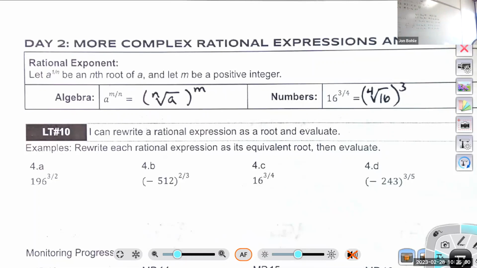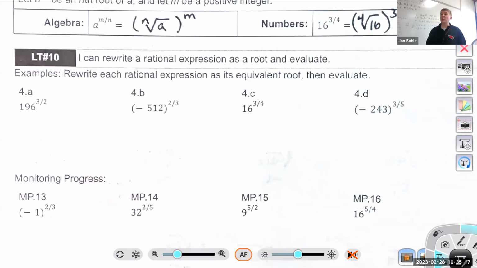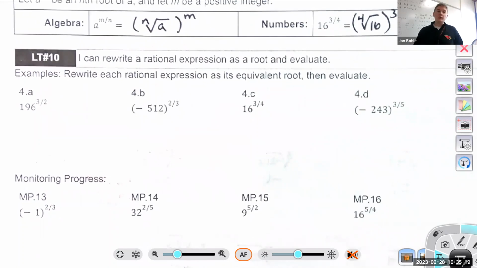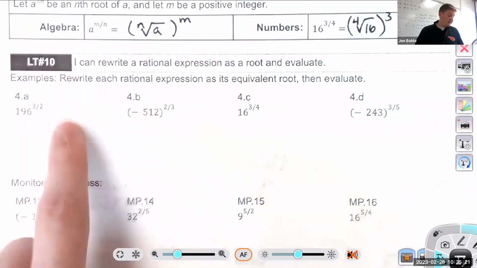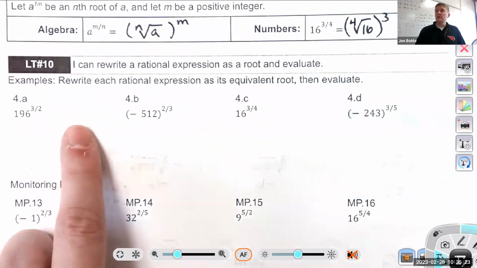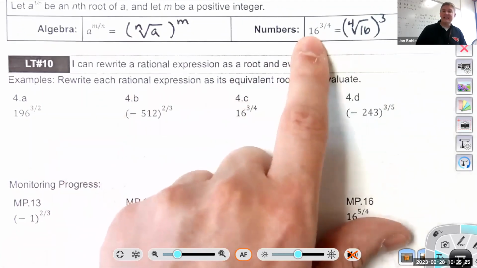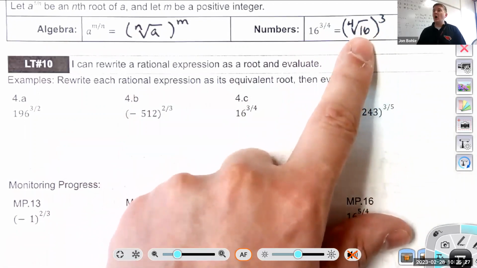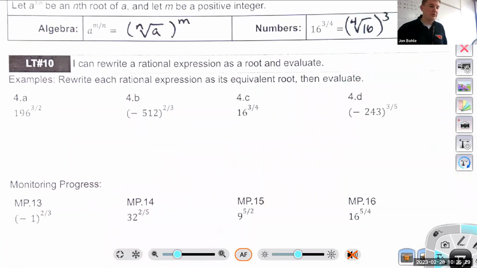Okay, I'm going to grab my cheat sheet quick. Okay, same learning target as before. So I need to see you rewrite the rational expression as a root. If I'm giving you this, I need to see this. But then I also want to see what number it is actually equal to.